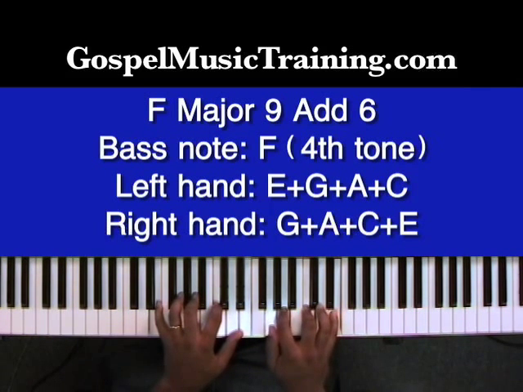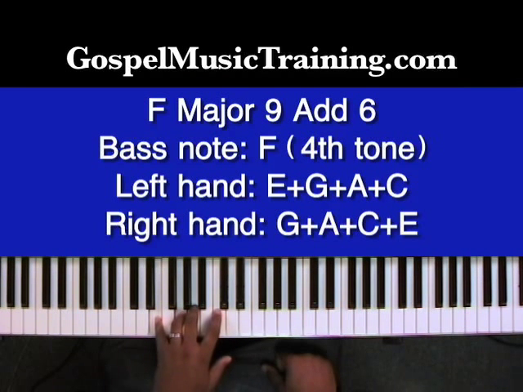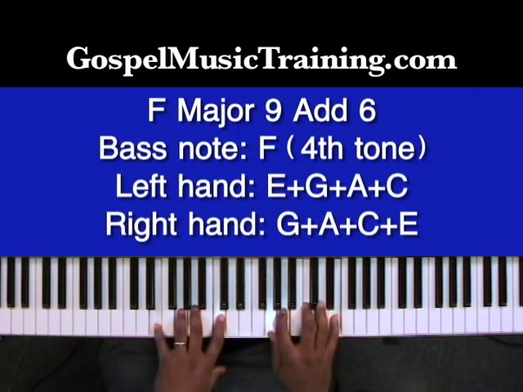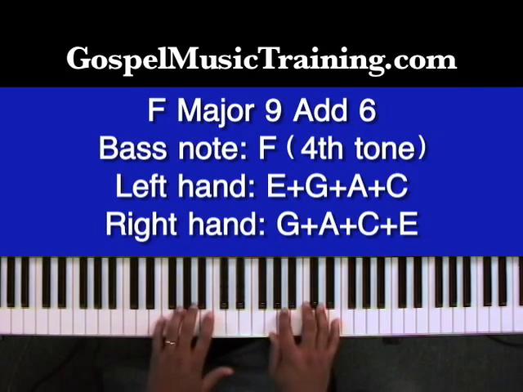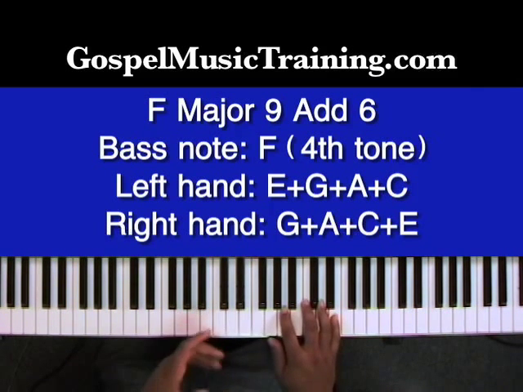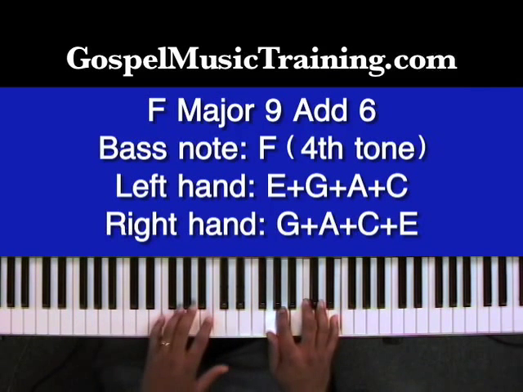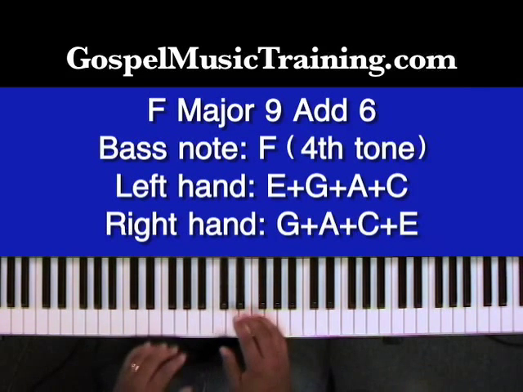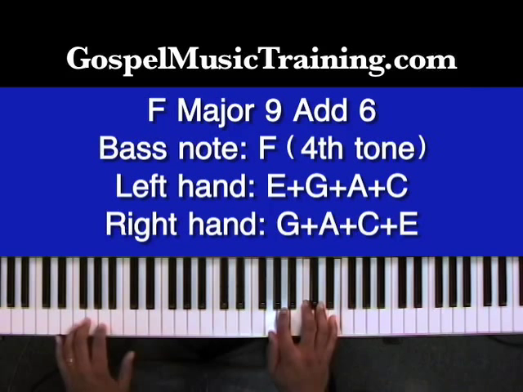And what I have in my left hand is E, G, A, and C. And in my right hand I have G, A, C, and E. And really, this is how I think about this chord, as well as the chord over the 1. Really, it's 2 chords mixed together. It's like kind of having an A minor chord and a C major chord mixed together. And that's how I get these chords.